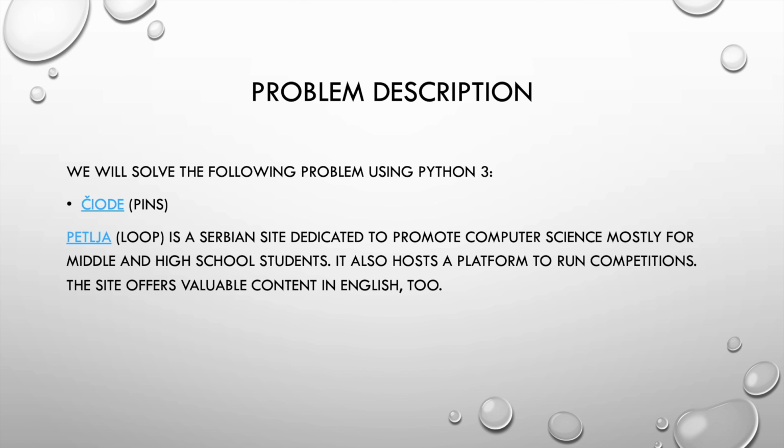Here is the problem description. We will solve the following problem using Python 3. Chiode, which on Serbian means pins. This problem is freely available on the site called Petlja. Petlja is a Serbian site dedicated to promote computer science mostly for middle and high school students. It also hosts a platform to run competitions. The site offers valuable content in English too. The link from this presentation is going to redirect you to the English version of this site.